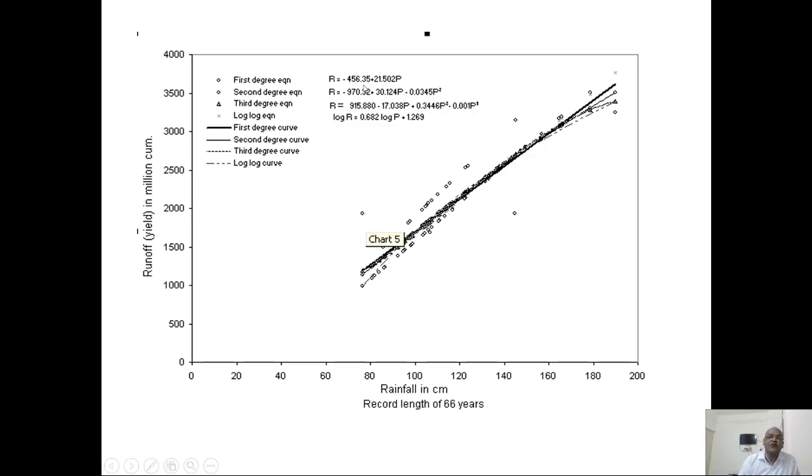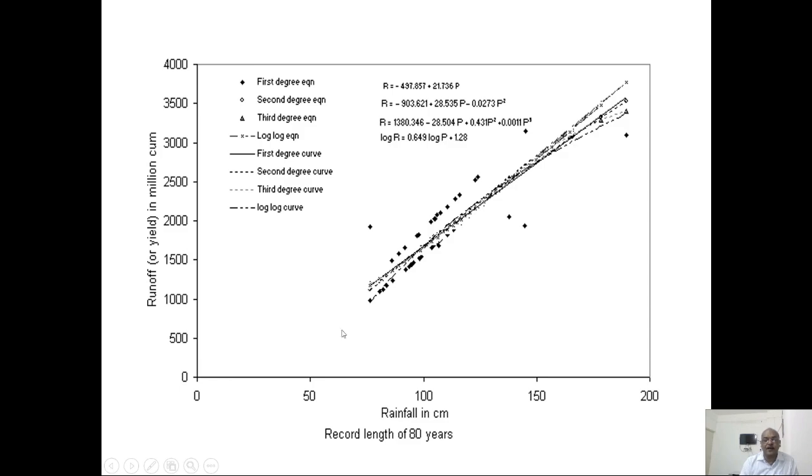R is equal to minus 456.335 plus 21.502 P for the first degree equation. R is equal to 970.32 plus 30.124 P minus 0.0345 P square for the second degree equation. Then R is equal to 915.880 minus 17.038 P plus 0.3446 P square minus 0.001 P cube for the third degree equation, and log R is equal to 0.682 log P plus 1.269 for the log relationship. This is obtained for the 66 year rainfall values, and these are the runoff values in million meter cube.